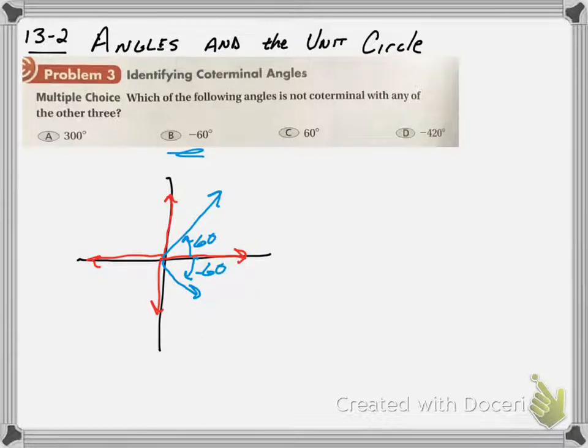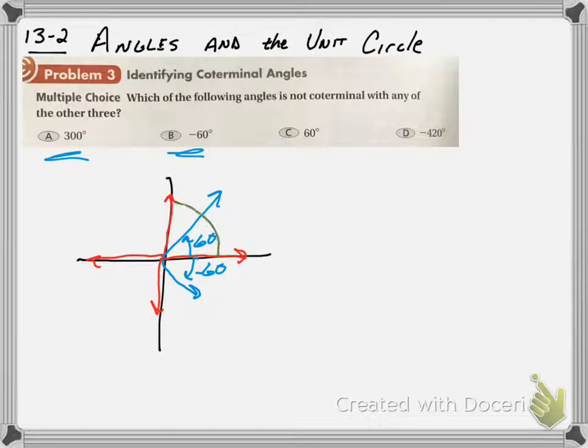The word coterminal means basically that they end at the same side. By definition, it says they have the same terminal side. That just means where they end. So if we're going to look at, let's look at 300 degrees. Okay, so let's start here. That's positive, so we want to go around the arc.